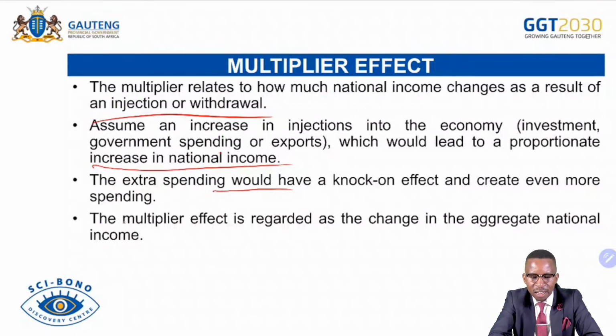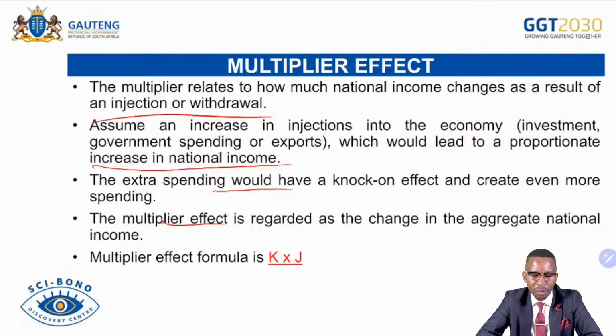The multiplier effect is regarded as the change in the aggregate national income. Remember that. So the multiplier effect formula is K times J. Remember, as for the multiplier effect, we say it occurs when the smaller initial spending produces the larger proportionately national income.